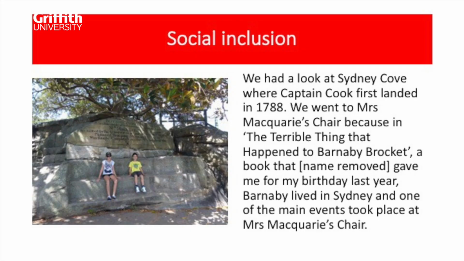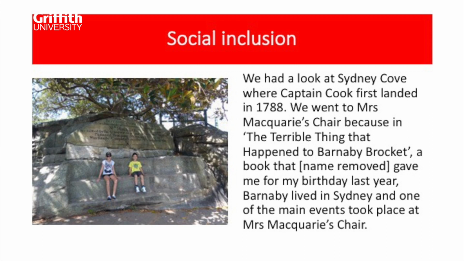In relation to Bob the Great's evidence of social inclusion, I've included a slide here. Bob the Great said that we had a look at Sydney Cove where Captain Cook first landed in 1788. We went to Mrs. Macquarie's chair because in The Terrible Thing That Happened to Barnaby Brockett, a book that a friend had given him for his birthday last year, Barnaby lived in Sydney and one of the main events took place at Mrs. Macquarie's chair.